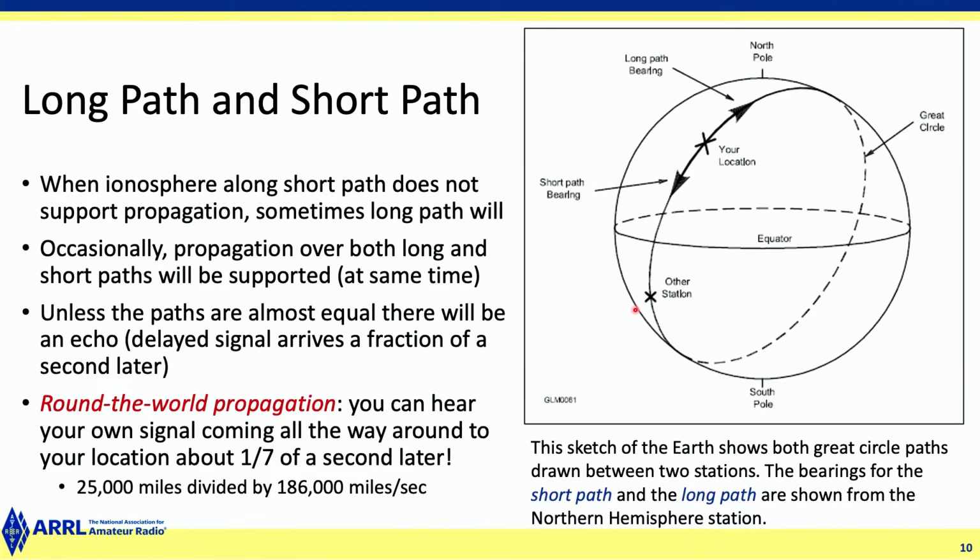And in fact, around the world propagation, you can hear your own signal coming around the world occasionally 1/7 of a second later. And the way we get that is the distance around the world is 25,000 miles. And we know that light travels at 186,000 miles per second. So 25 into 186 is 1/7. Does that make sense?